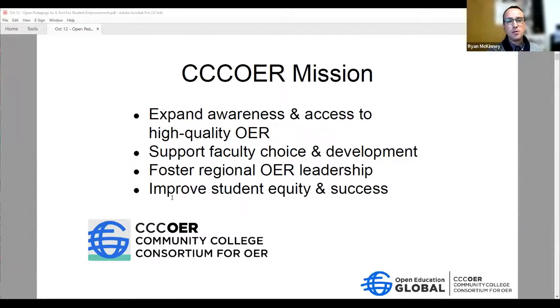So the Community College Consortium for Open Educational Resources has a mission to expand awareness and access to high quality open educational resources, to support faculty choice and development, to foster regional OER leadership, and to improve student equity and success. And they approach this mission through a lot of offerings that are available to the entire open education community.